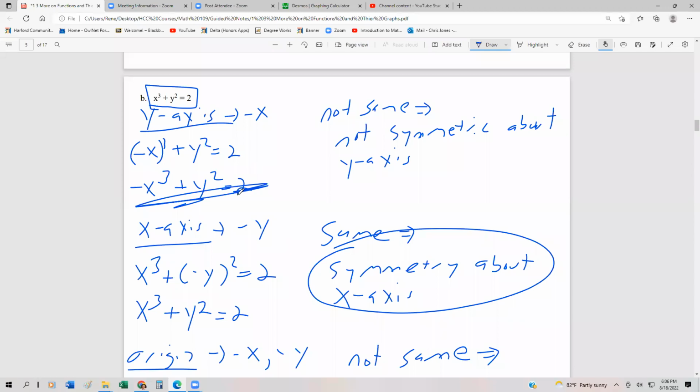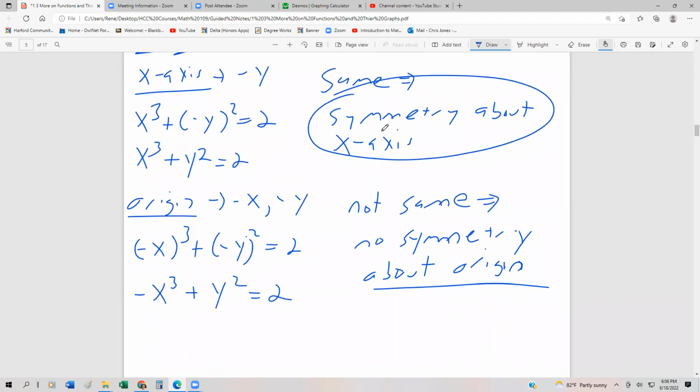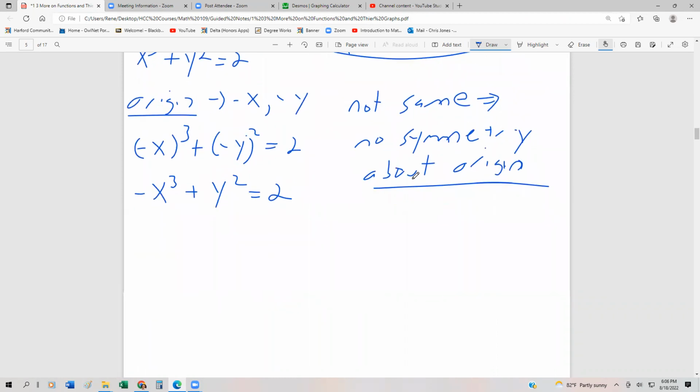So we can do this by hand without using any sort of computer algebra system or grapher, but we certainly want to check. All right, so the only test that comes up positive is symmetry about the x-axis.